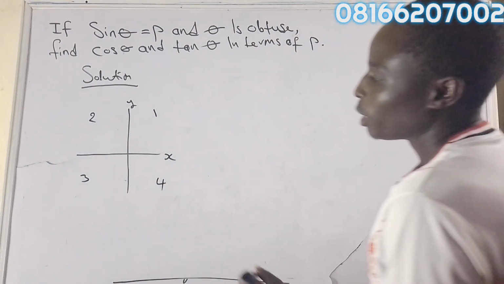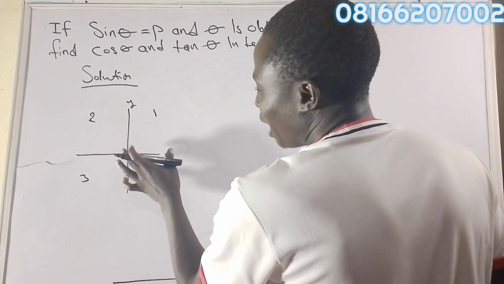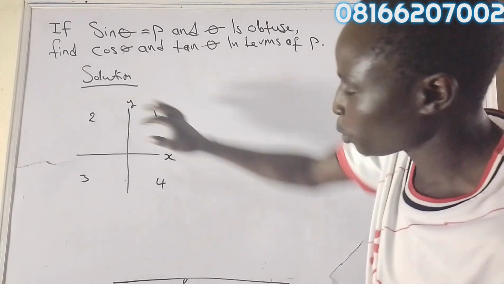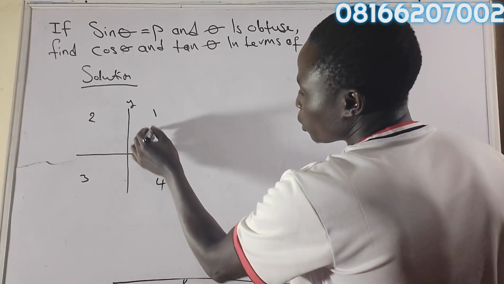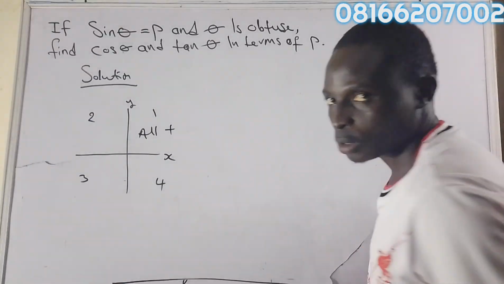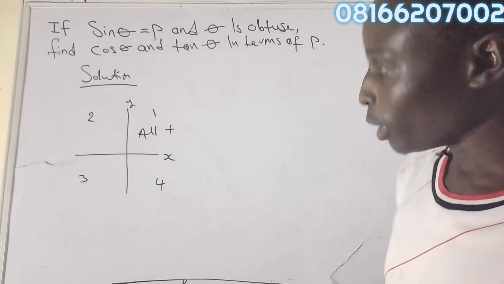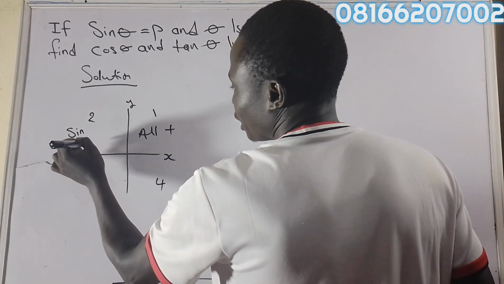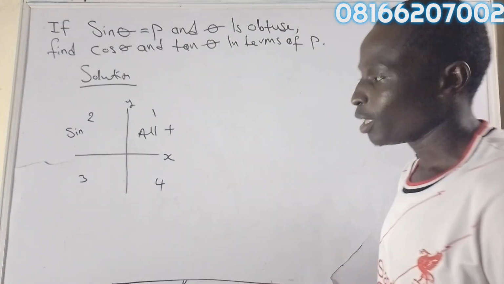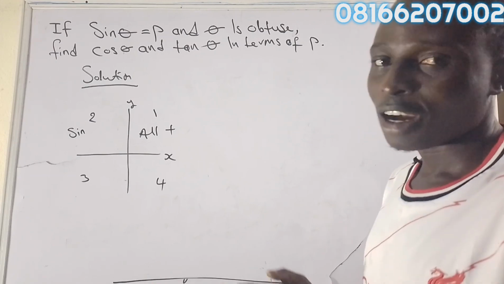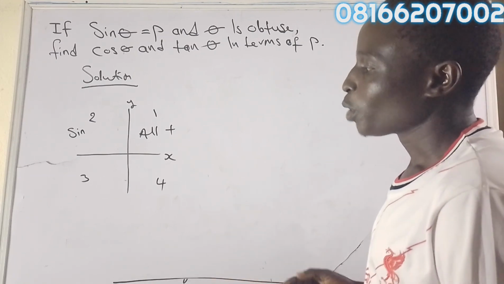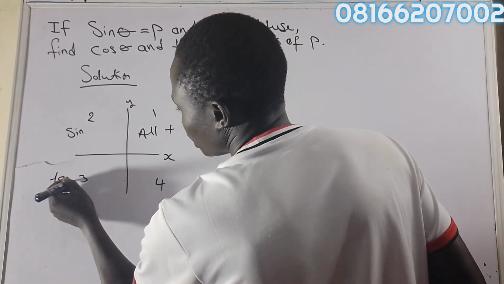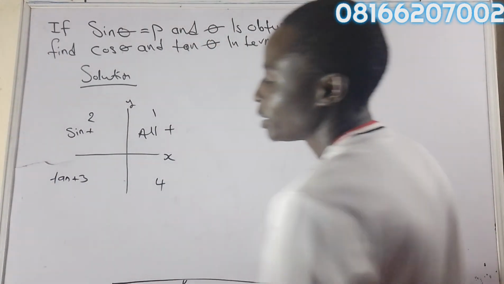In the first quadrant, all ratios, whether sine, cos, or tan, are positive. In the second quadrant, it's only sine that is positive. Any other thing is negative. That means tan is negative and cos is negative. In the third quadrant, only tan is positive. Any other thing is negative.